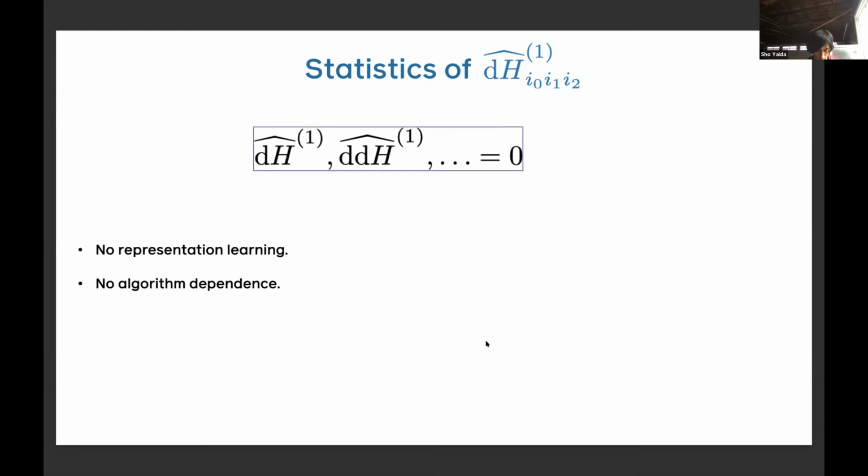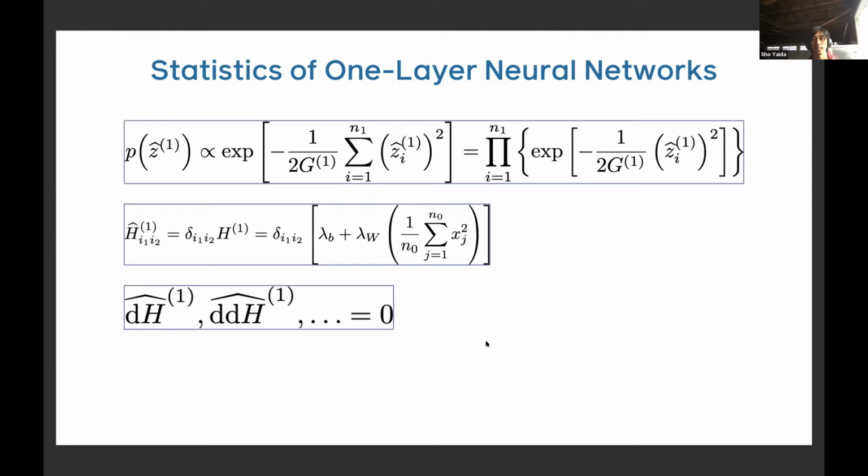Okay, so dNDK and ddNDK vanish in the first layer. And since dNDK vanishes, the NDK cannot evolve, and hence there's no representation learning. It also turns out that this implies there's no algorithm dependence, because everything will be linear. So to summarize what has happened in a one-layer network: there's a Gaussian distribution for the pre-activation, the NDK is deterministic, and then dNDK, ddNDK, and so on just vanish.